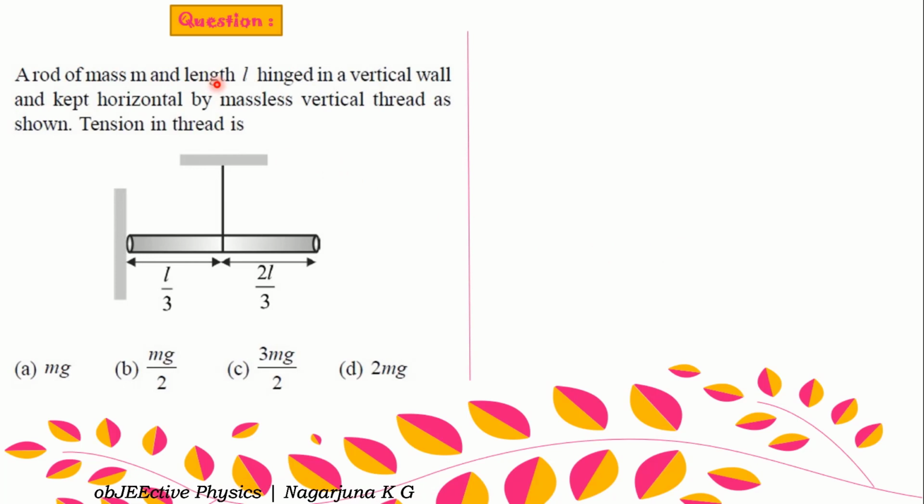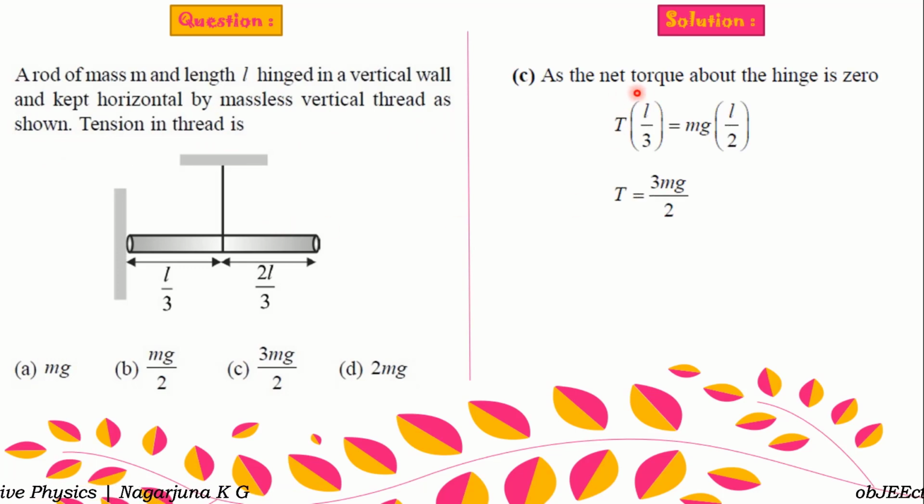A rod of mass M and length L is hinged in a vertical wall and kept horizontal by a massless vertical thread as shown. Tension in the thread is? Observe the diagram. In the solution, as the net torque about the hinge is 0, torque due to tension is equal to torque due to weight. So T × L/3 = Mg × L/2, so T = 3Mg/2. Option C is the right option.